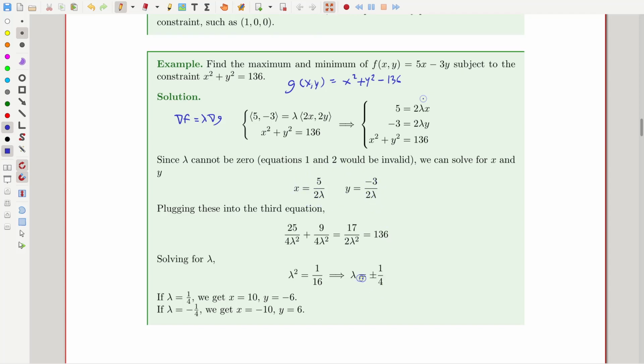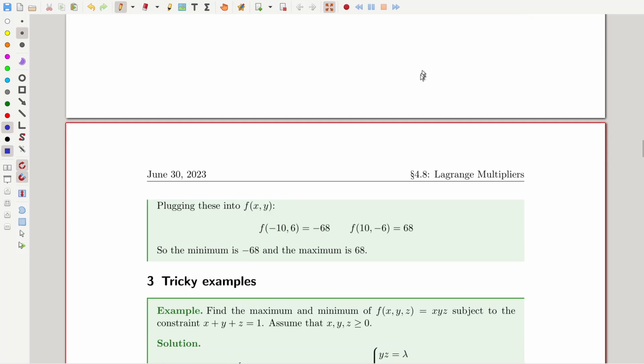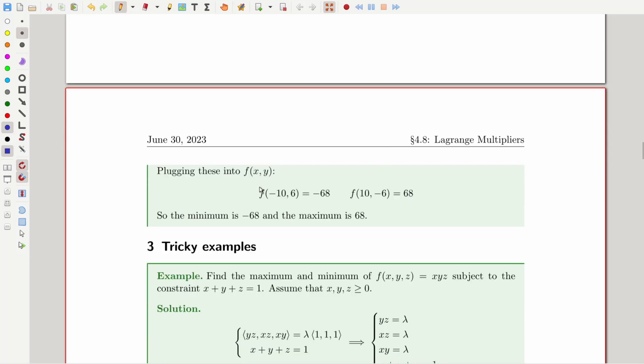x and y. Okay, so if lambda is equal to 1/4, plugging it in, you'll get 10 and -6, right? And if you plug in -1/4, then, well, the signs will flip, since lambda is to the first power. So you get -10 and you get 6. Okay. So that gives us two constrained critical points, and we plug them into the original function f, to determine minimum and maximum.